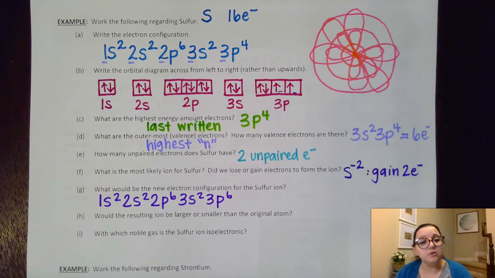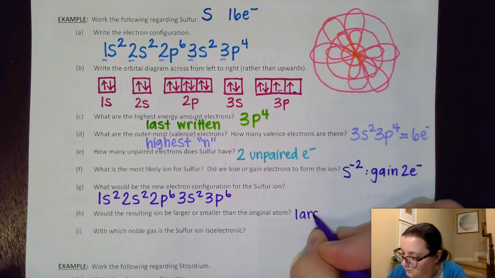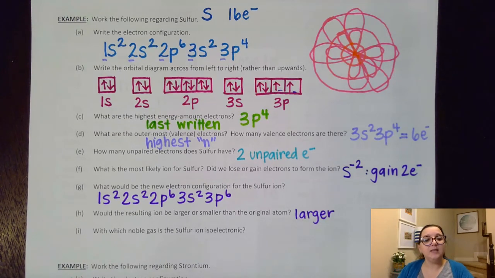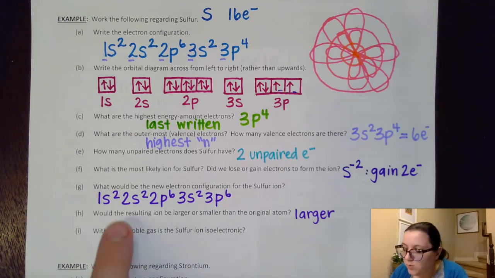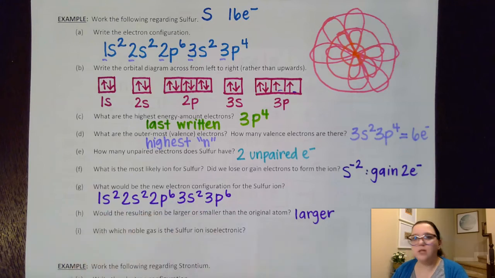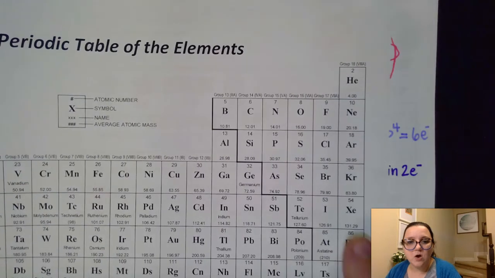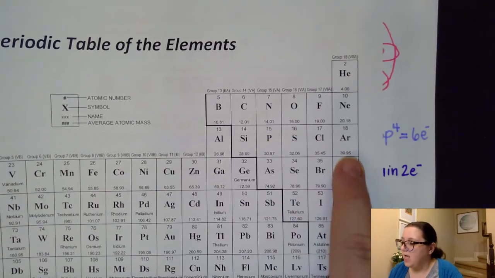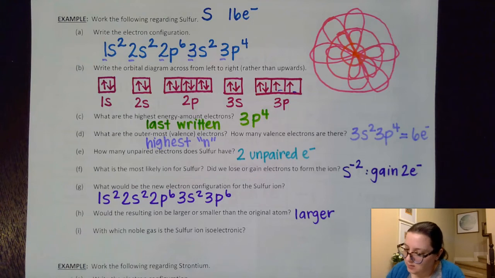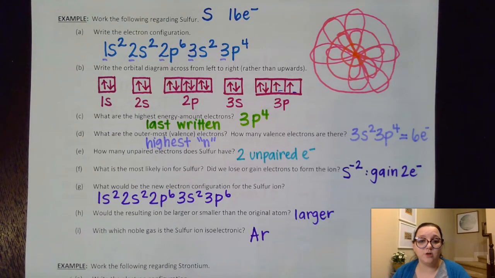Now it asks, would the resulting ion be larger or smaller than the original atom? Well, we added some additional negative electrons. That's going to cause us to have more repulsions in the electron cloud, and that's going to cause us to push out a little bit. So this should be larger than the original atom. And it says, with which noble gas is the sulfur ion isoelectronic? What noble gas would have this exact same electron configuration? Well, as we just said, we're going to gain those 2 electrons to go forward and look like argon. So that's going to be the noble gas that we are isoelectronic with here.